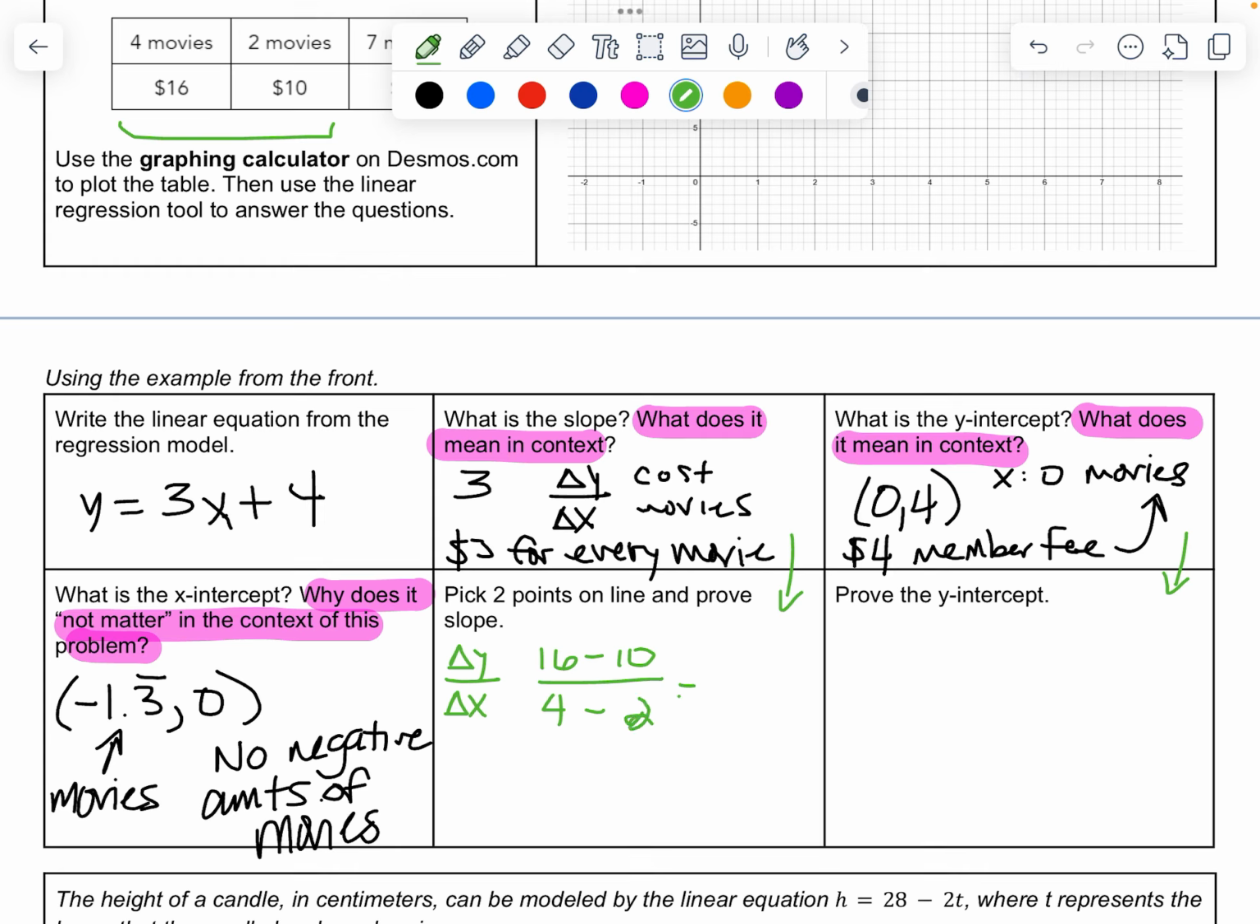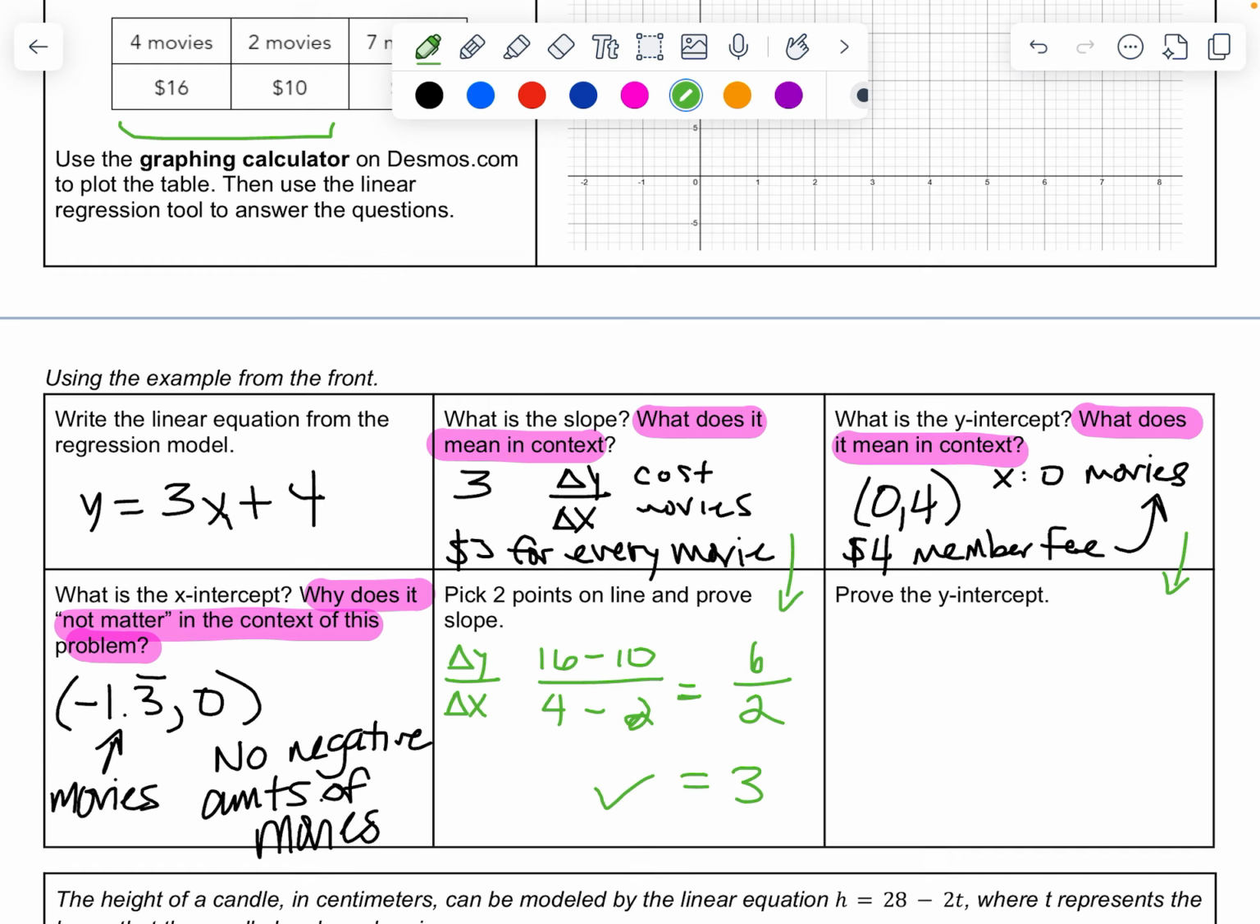And this is a simple one. If I do the math work here, 16 minus 10 is 6, 4 minus 2 is 2. So my slope would be 6 over 2. We know that 6 divided by 2 is 3, and that's enough to check the fact that we knew the slope was a positive 3 for this particular situation with the movies and the cost.